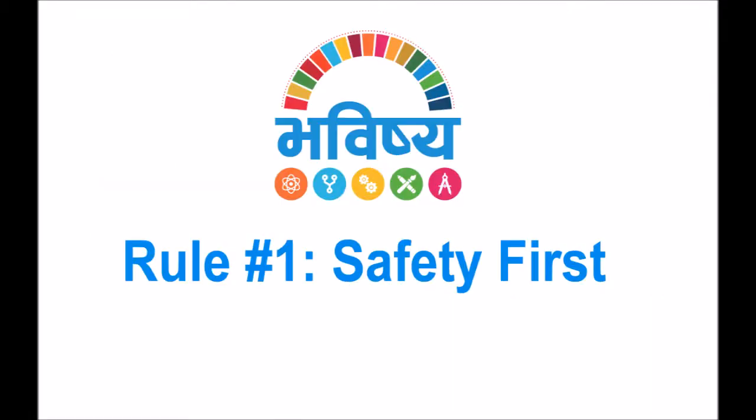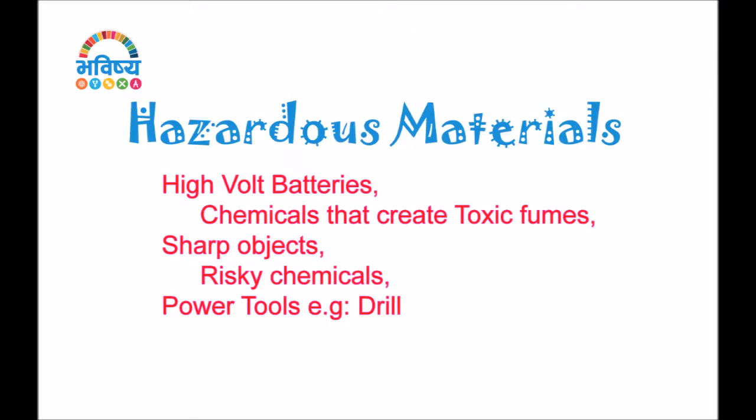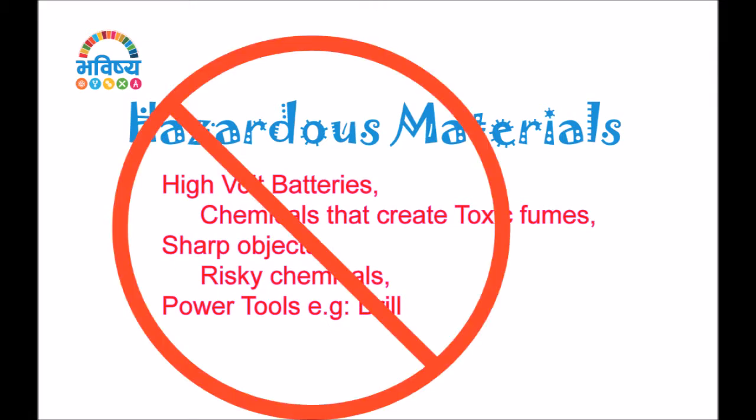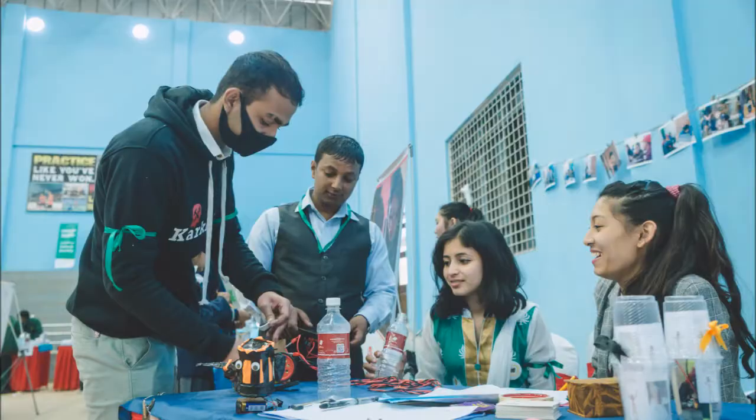Rule number 1 is safety first. You cannot use any hazardous products like these during the experiment. Hazardous materials are strictly prohibited. Now you can't bring these to do the experiment, but you have experiments that need a few of these, like a power tool, the drill.